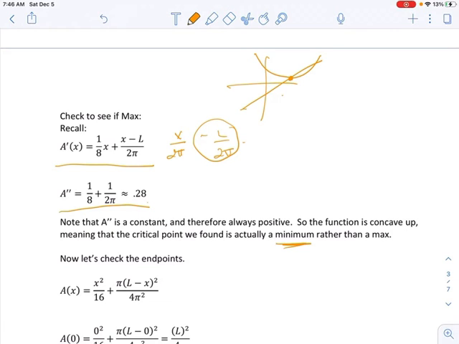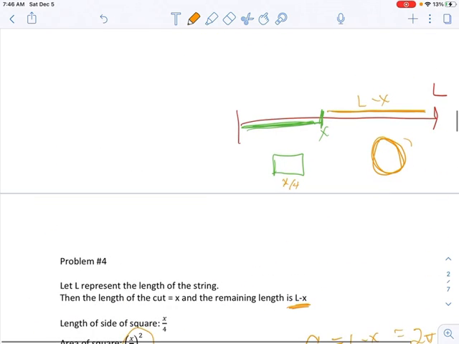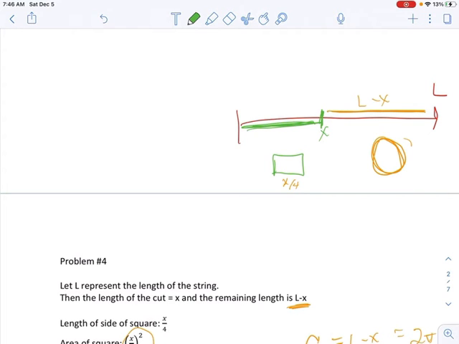So now we need to check the endpoints because we want to find a local maximum. Going back to our diagram, what would be the endpoints? Well, if I move x all the way to the end here, so x is 0, and we just have the whole line being L, that would be when x is equal to 0. And the other possibility would be when we move it all the way over here when x is equal to L. So those are our two endpoints.